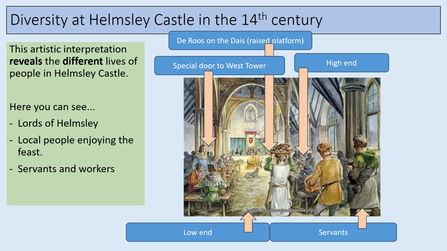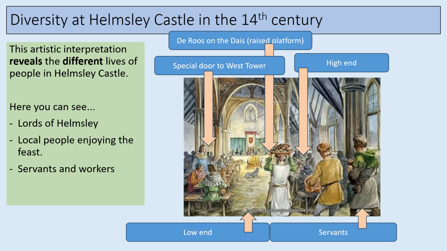the Great Hall. The end of the Great Hall where the De Roos family is sitting is known as the high end of the Great Hall. And then the bit furthest away from the De Roos family, which is nearest to the kitchens at Helmsley Castle, is what's called the low end of the Great Hall. And of course you can see some servants bringing in plates of food, for example, on big dishes, which are known as chargers.